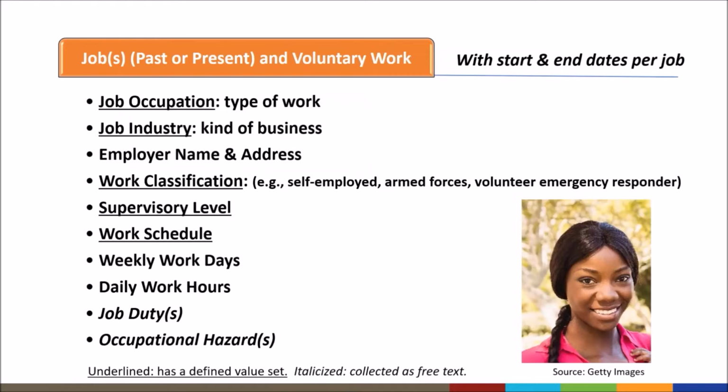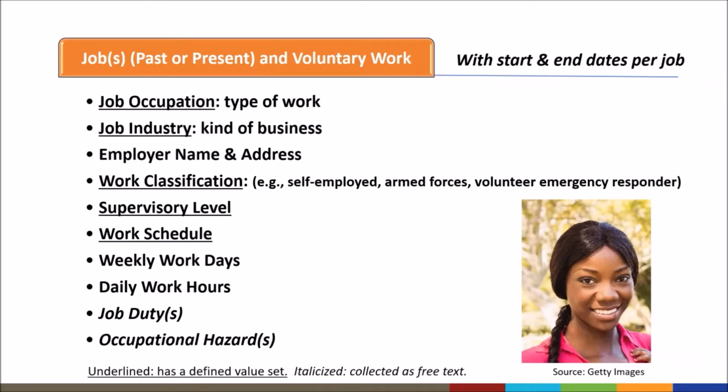There are additional ODH job elements that a healthcare organization might choose to collect and use. For example, work classification characterizes the arrangement between the person and the employer. For example, it would be used to record that a person is self-employed, which comes with different health challenges and concerns. Work classification also is used to identify voluntary work in emergency or disaster response, and to distinguish between work in the armed forces versus a civilian job that happens to be in a military branch of government.